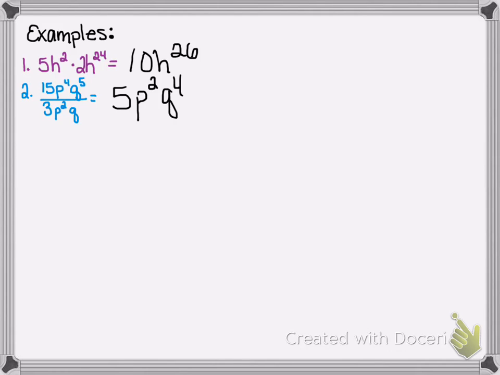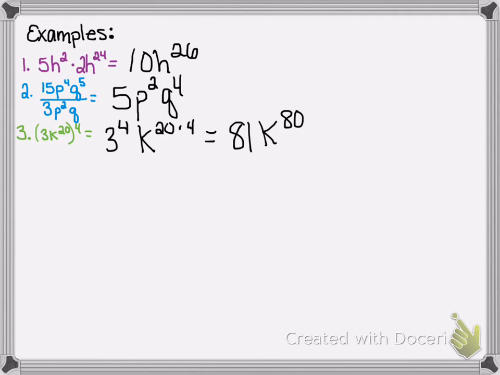Let's take a look at another example. 3k to the 20th power to the 4th power. So we're going to evaluate it as if it was 3 to the 4th and then k to the 20th times 4. What that simplifies to is 3 to the 4th is 81, and then since we are multiplying those exponents, we're going to have k to the 80th power.